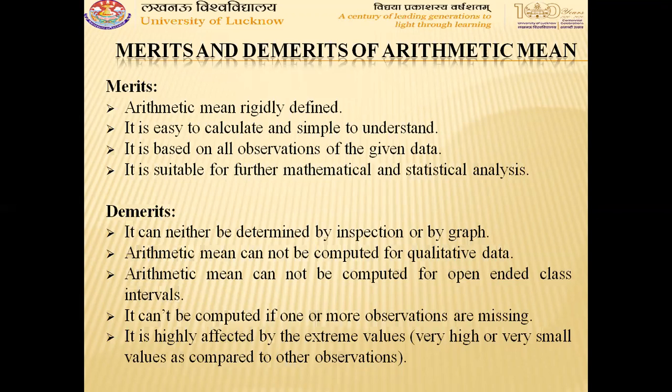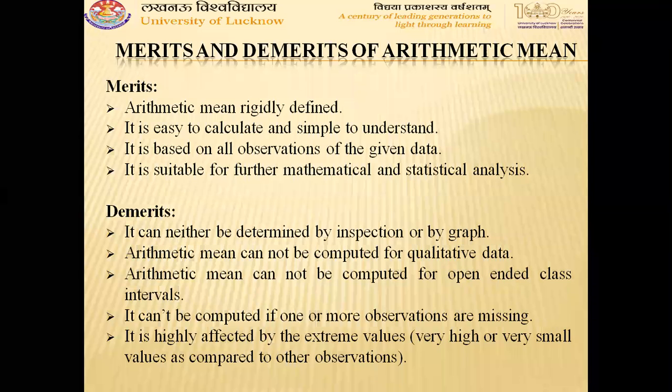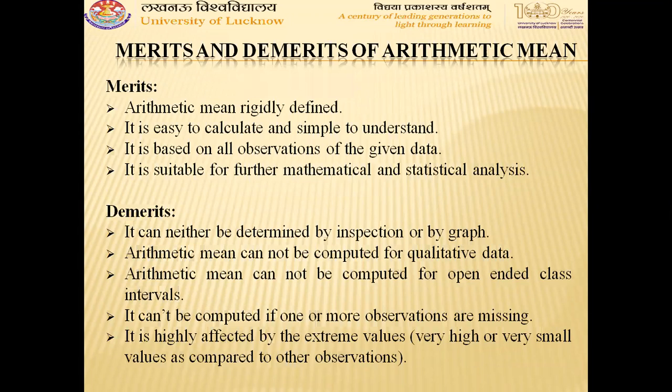If we talk about wages, age, or income, and the lower limit of the first class interval is missing, then it can be taken as 0. But if the upper limit of the last class interval is missing, then we can never calculate the mean. It cannot be assumed arbitrarily. Mean cannot be calculated if one or more observations are missing. Mean is highly affected by extreme values. The values which are very much higher or very much lower as compared to other observations are called extreme values.